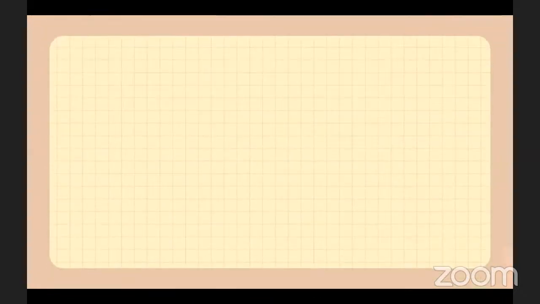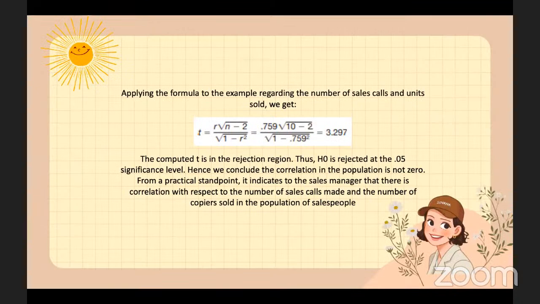Applying the formula to the example regarding the number of sales calls and units sold, we get 3.297. The computed t is in the rejection region. Thus, H0 is rejected at the 0.05 significance level. Hence, we conclude the correlation in the population is not zero. From a practical standpoint, it indicates to the sales manager that there is correlation with respect to the number of sales calls made and the number of copiers sold in the population of salespeople.